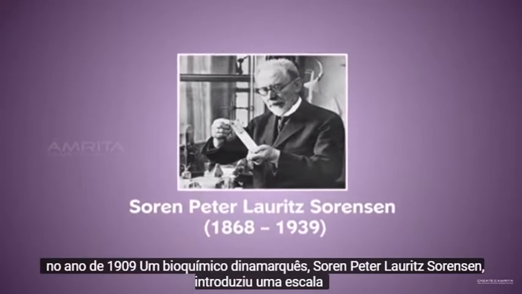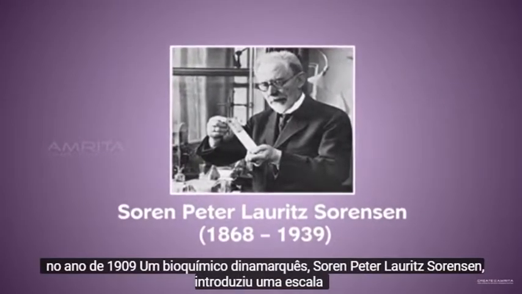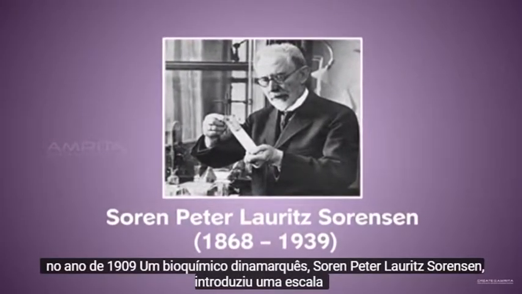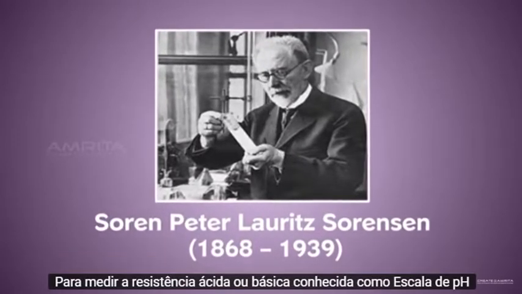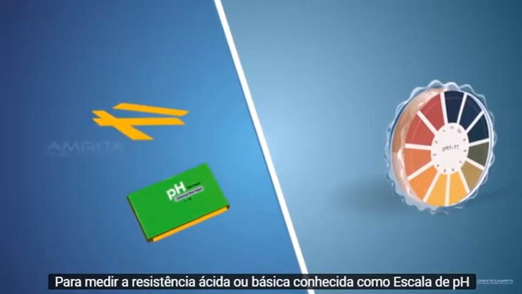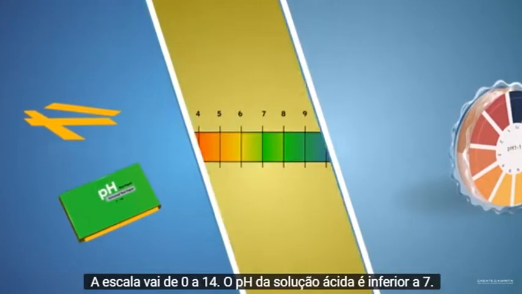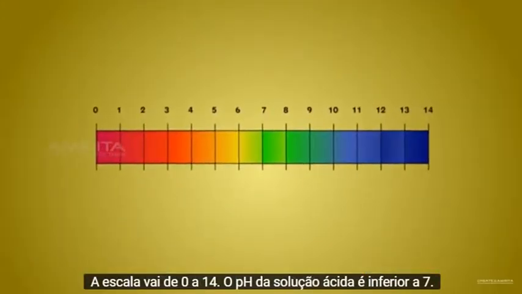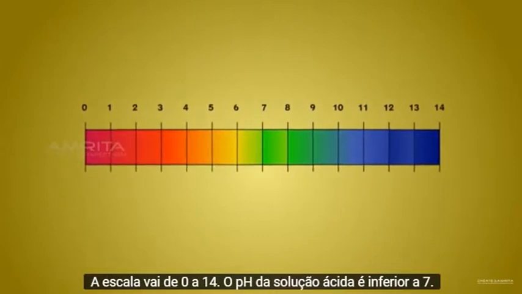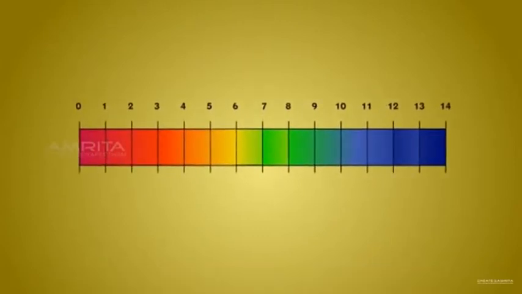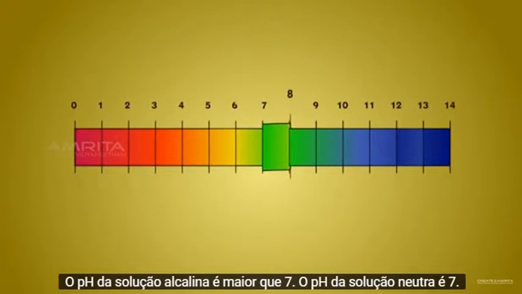In the year 1909, a Danish biochemist, Søren Peter Lauritz Sorensen, introduced a scale to measure acidic or basic strength known as the pH scale. The scale runs from 0 to 14. The pH of acidic solution is less than 7. pH of alkaline solution is greater than 7. pH of neutral solution is 7.